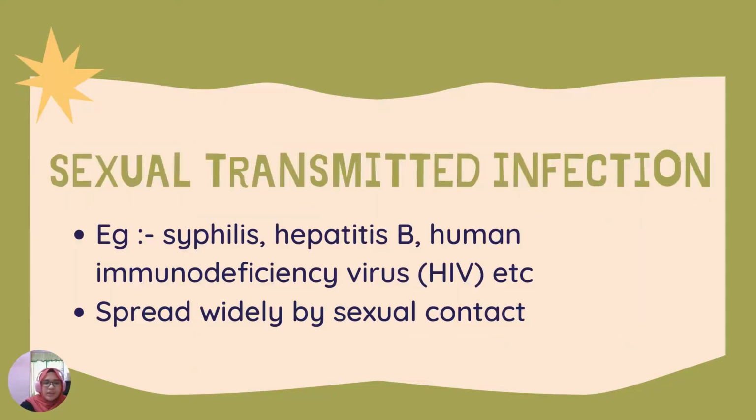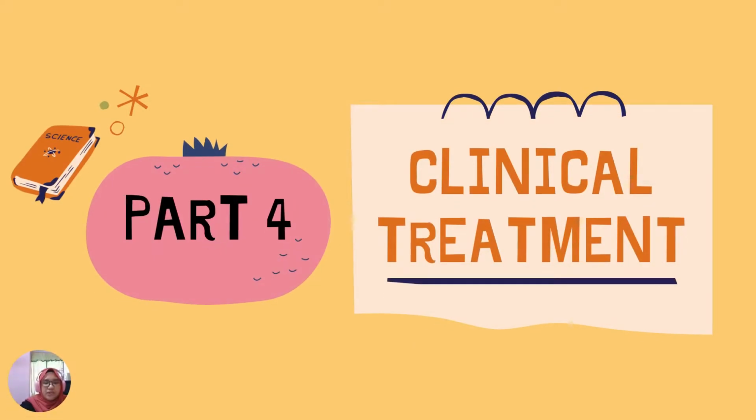Okay. Next is the sexually transmitted infection, or STI. For example, syphilis, hepatitis B, HIV, and so on. This STI may spread widely by sexual contact, but can also be spread by non-sexual means, for example, blood transfusion. Okay. So the blockage of the fallopian tube can be treated by using clinical treatment.